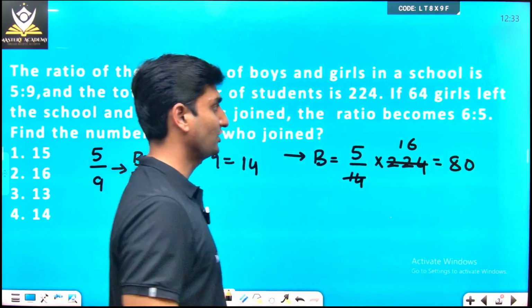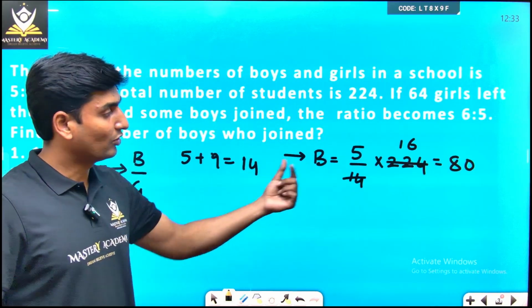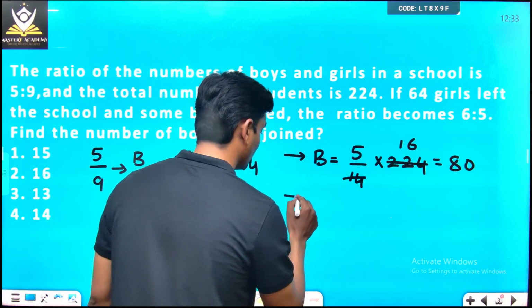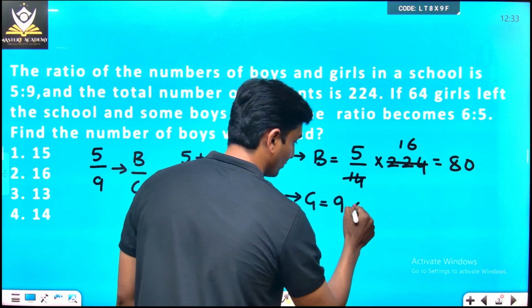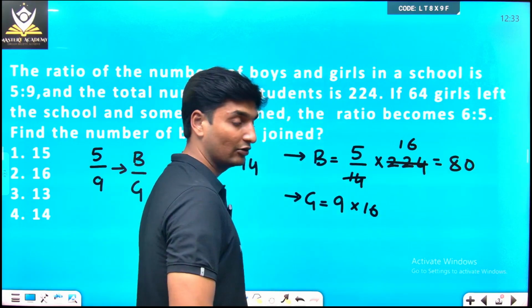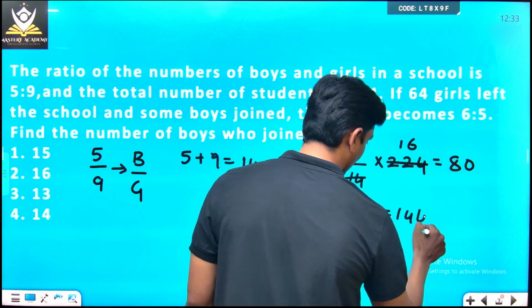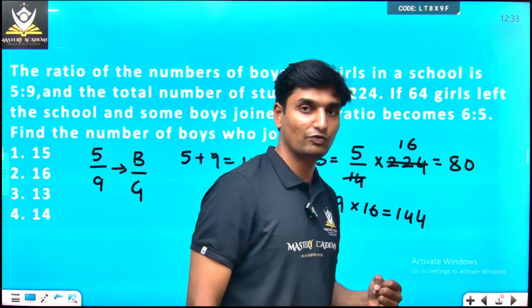So the total number of students is 224 and the number of boys will be 80. Then the remaining students will be girls, or you can also identify it according to the ratio format. That will be 9 upon 14 into 224, which will turn out to be 144. So the number of boys initially is 80 and the number of girls is 144.